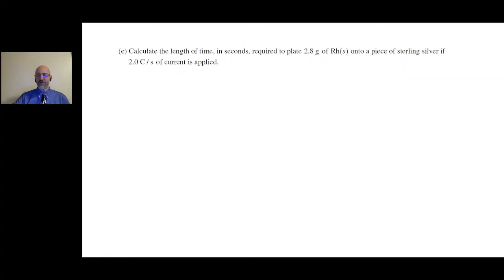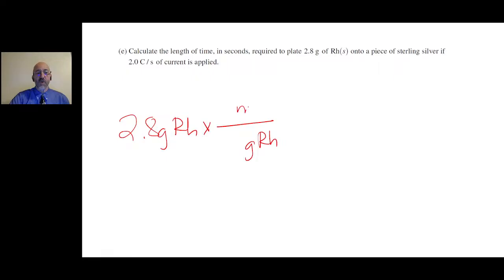All right, now we'll go ahead and do this one. So 2.8 grams of rhodium. So first I can go from grams of rhodium to moles of rhodium. Now, if you're not sure what comes next, well, it says they want the length of time in seconds, and amps are also known as coulombs per second. So our final answer is probably going to look like seconds, which means our final conversion factor is probably this.